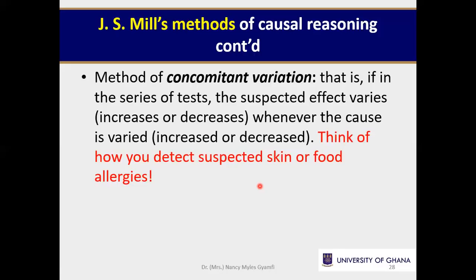So when you increase the suspected cause, the antecedent condition, then it leads to, say, a concomitant increase or decrease in the effect. Sometimes you cannot establish a causal connection. So you see, it is a degree. That one is a matter of degrees of increase or decrease. Now I say that if in the series of tests the suspected effect varies, the variation may increase or decrease. Okay, whenever the cause is varied, the person has so much pain when he eats pepper.